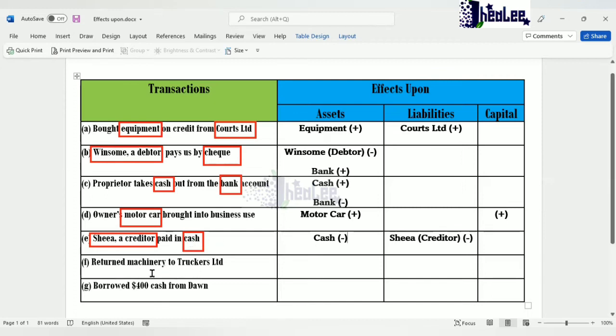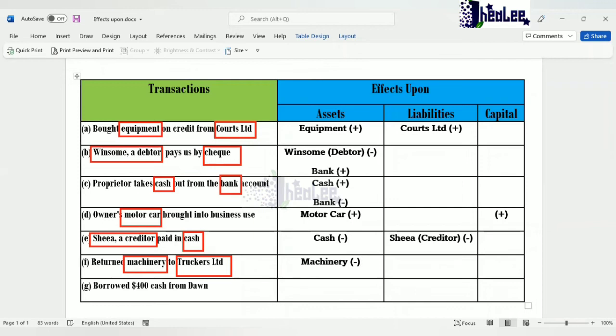Next transaction, returned machinery to Truckers Limited. What are the items affected? So we are returning machinery that is affected to Truckers Limited. Basically, if we are returning the machinery to Truckers Limited, it means that machinery, which is an asset, so I'm going to put that under the category asset, machinery, has decreased. So therefore, we're going to use a minus to represent that.